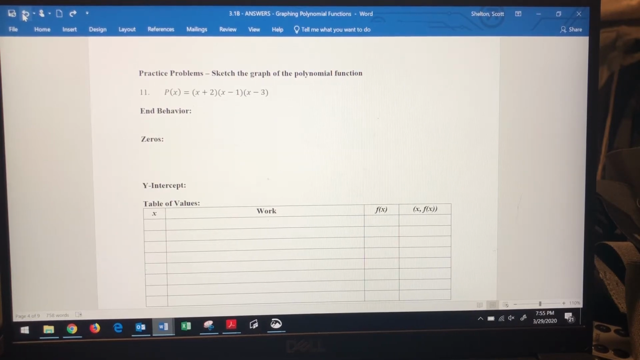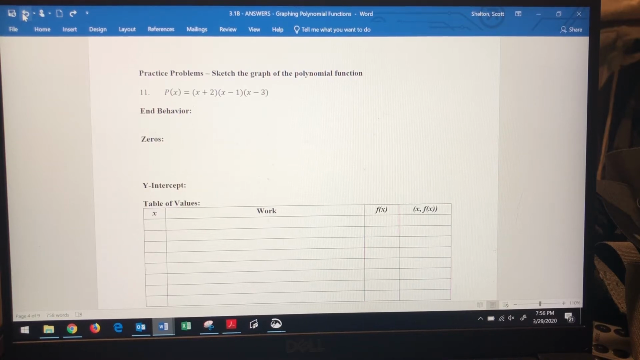Okay guys, so we're going to be graphing polynomial functions here. These first couple that we're going to play around with are already in factored form. So it's going to be easier to find the zeros, but it's a little bit harder to find the end behavior. Okay, we need to find out what the degree of the function is and what the leading coefficient is.